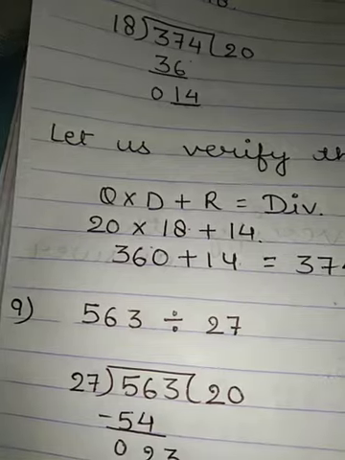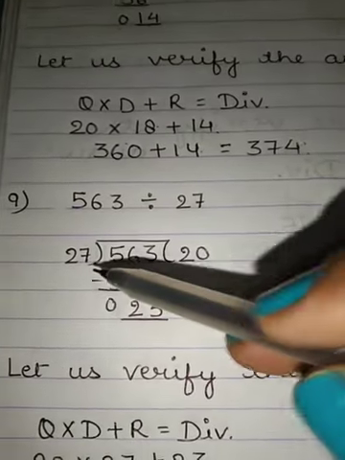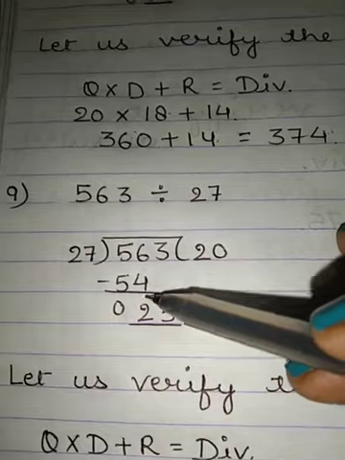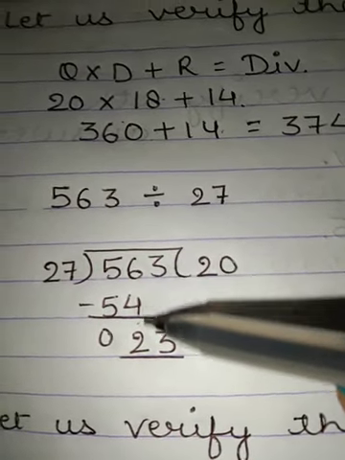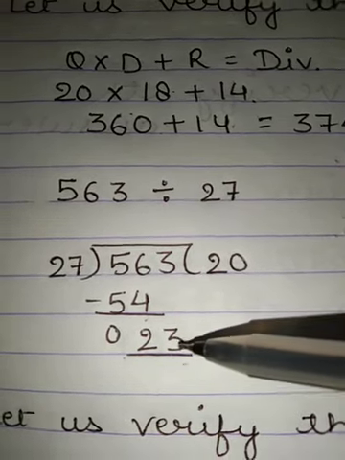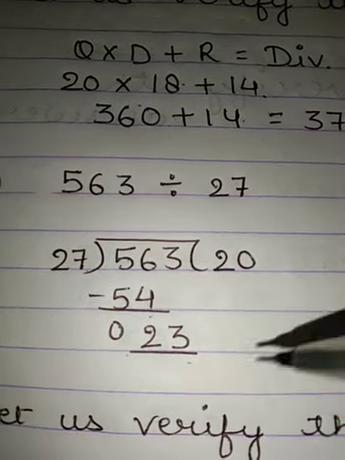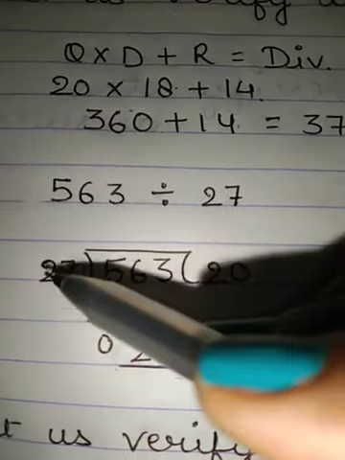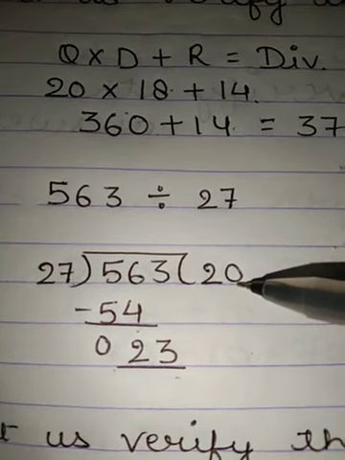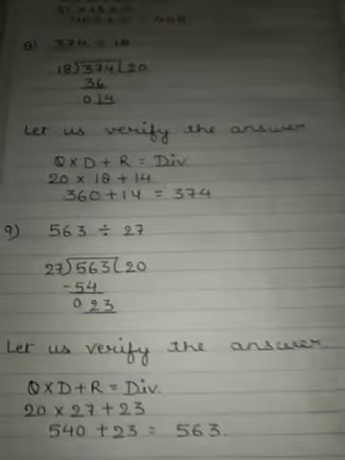Now question number 9. 563 divided by 27. Now we will divide 563 by 27. 27 2s are 54. Now 6 minus 4 will be 2, 5 minus 5 will be 0. We will copy 3 here, it will become 23. Now you can see in this question also 23 is smaller than 27, so it can't be divided by 27. So we will put 0 here in the quotient in place of dividing 23.